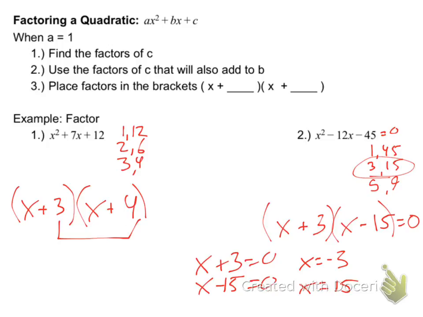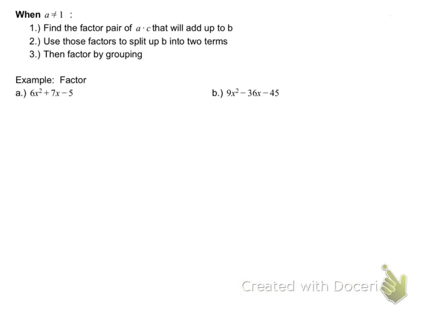We ready to move on to the harder quadratics? Yes? Yep. So when a is not equal to 1, I have a couple steps there for you. For these ones, you need to find the factor pair of not just c, but a times c, that will add up to b. Use these factors to split up the b term into 2 terms, and then just factor by grouping. So if you need to, revert back to grouping steps.